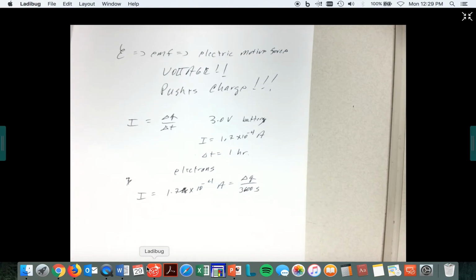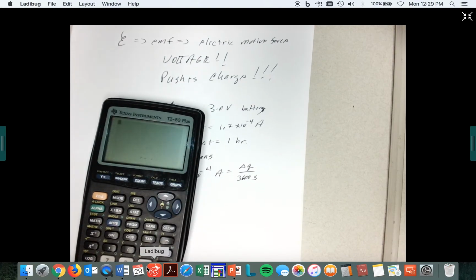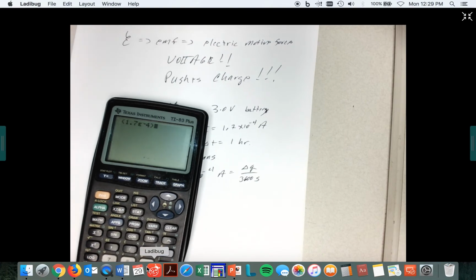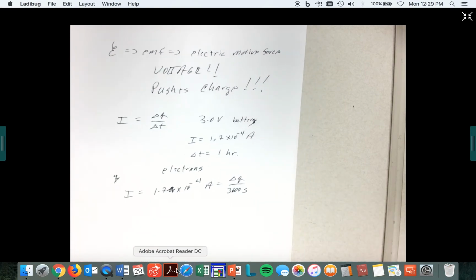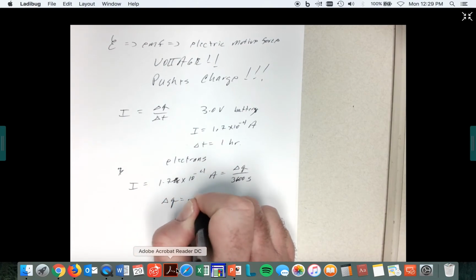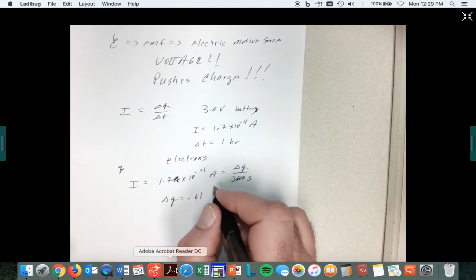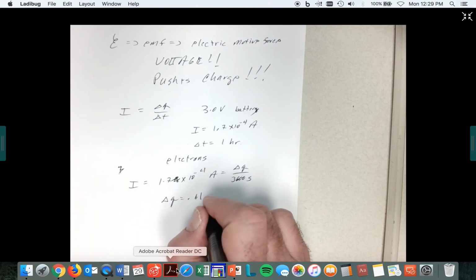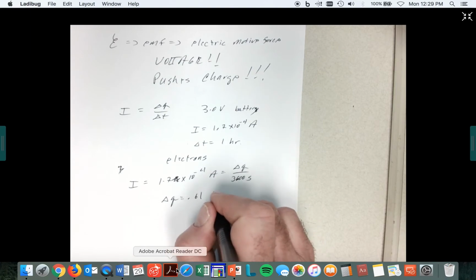Multiply that out. Now, here's another thing I want you to do. I want you to make sure that you always do your calculations in this stuff in scientific notation like that. Times 3,600 equals 0.61 coulombs is my change in charge.